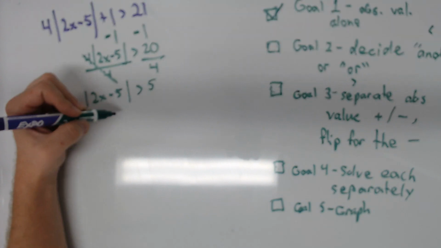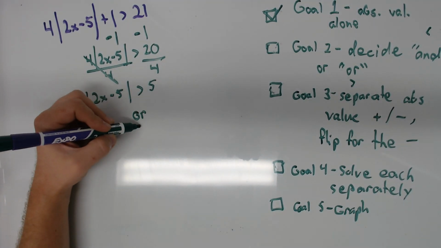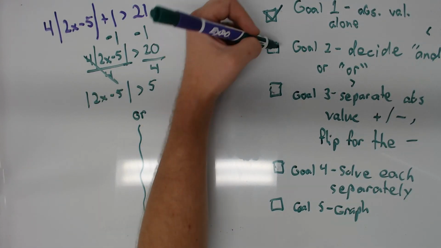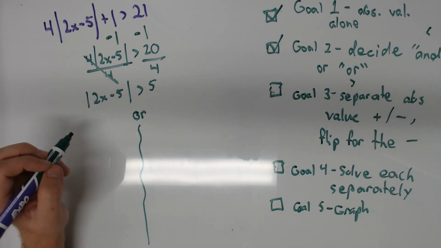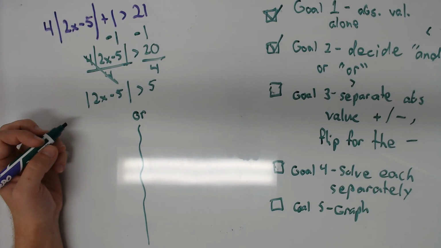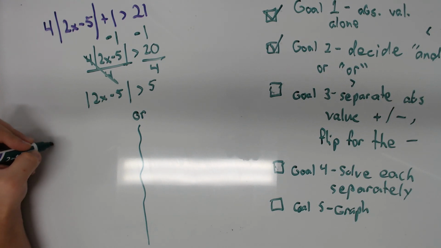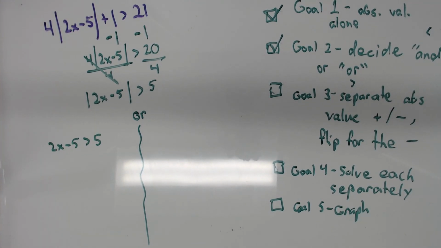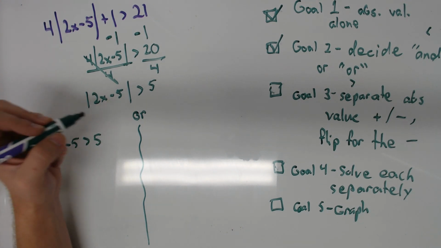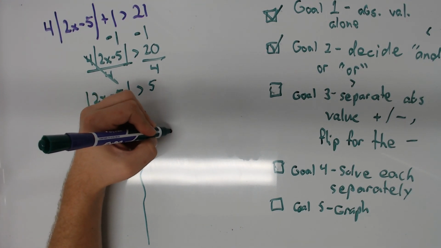Goal 2: is it an and, which is the less than, or an or, which is the greater than? So mine is an or inequality. And I'm going to draw my squiggle. That's goal 2 done. Goal 3, I have to separate it into the positive and negative. So I've got my normal side on the left, 2x minus 5 greater than 5. And my flipped on the right, 2x minus 5.